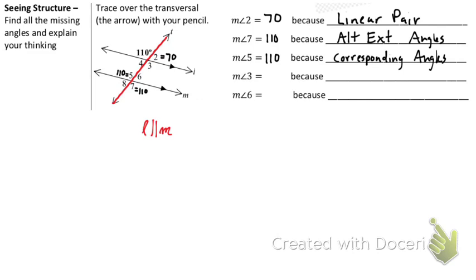All right, now we're going to measure angle 3. Using angle 3 with 110, these again are vertical angles. So angle 3 is the same measure as 110 because these are vertical angles. So this is equal to 110, and I used vertical angles.